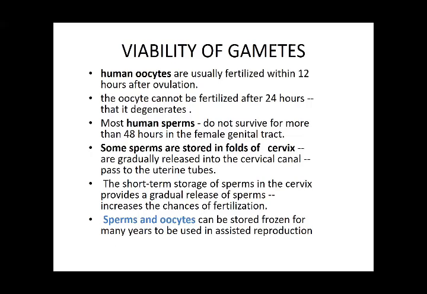Some sperms are at times stored in the folds of the cervix, and they are gradually released through the cervical canal into the uterine tube. So these can also fertilize, which increases the chances of fertilization. That means even if some method for preventing pregnancy is used, the sperms already present can be released from the folds of the cervix, reach the fallopian tube and fertilize. Sperms and oocytes can also be stored frozen, which helps in assisted reproduction.